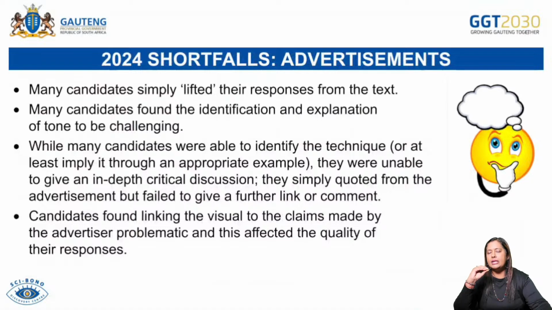Remember, with any of these things, we're taking the visual that we see and linking it to the image in front of us. An image may have words, for example, or no words, just a spoken word. You need to be able to see what is going on in these things. Previously, candidates found it difficult to link the visual to the claims made by the advertiser, and that's where they lost their marks.